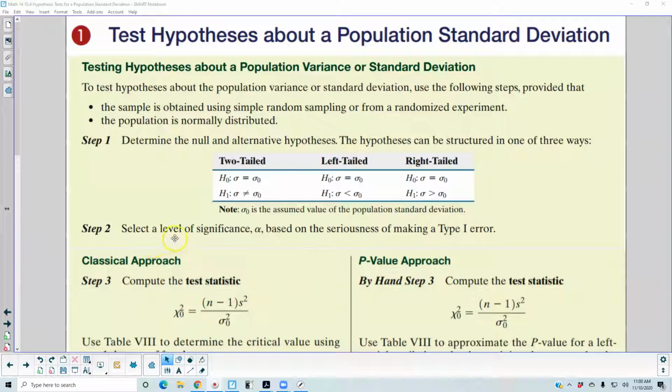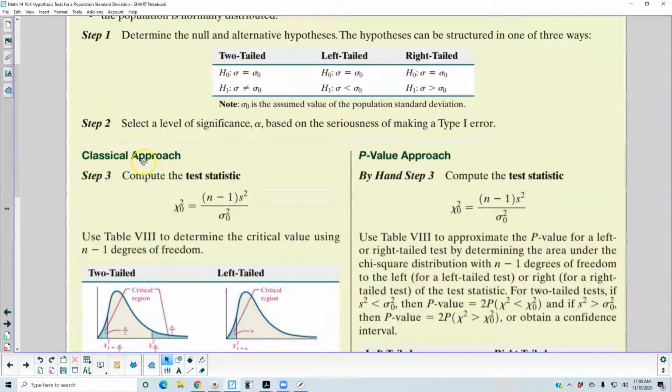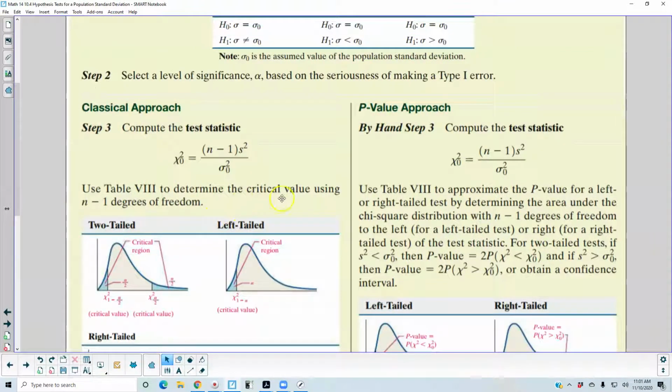Step number 2, we select a level of significance, alpha, based on the seriousness of making a type 1 error. Now, on the left-hand side, we're going to see the classic approach, and then we'll come back to the p-value approach. Now, the classical approach, we need to compute the test statistic by using the test statistic formula. And then we're going to use the table to determine the critical value using n-1 degrees of freedom.